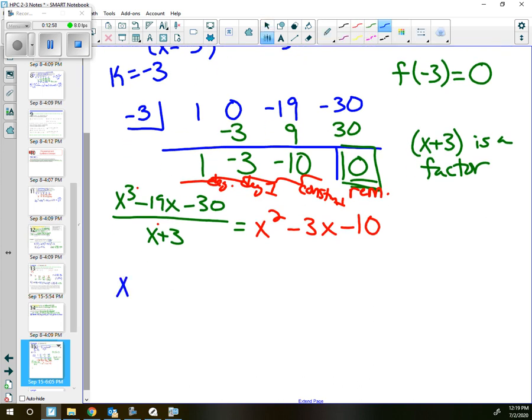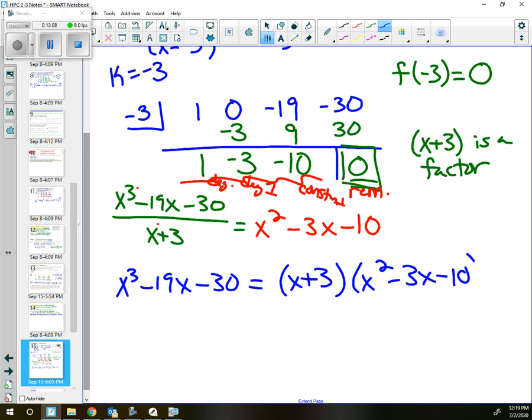That means this x cubed minus 19x minus 30 is really equivalent to the x plus 3 times the x squared minus 3x minus 10. Right, because if I multiply those two together, do the distributive property and all of that, I will get back to this original polynomial. Multiply both sides here by that x plus 3. That's the opposite operation of division, right? Multiplication. So I have shown that, yep, this first one's a factor because I got a zero remainder.